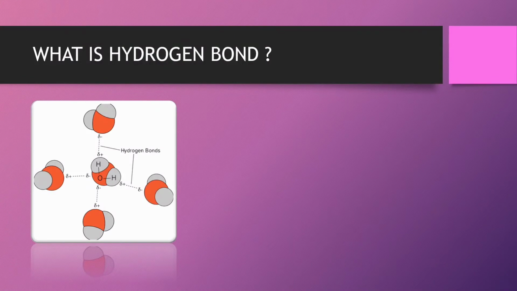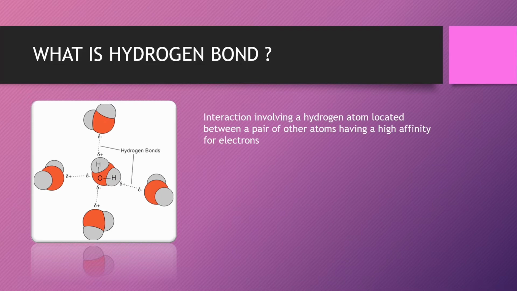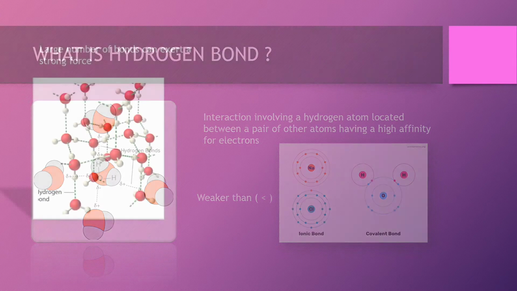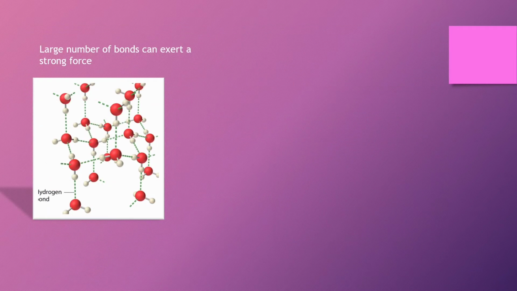Hydrogen bond. What is hydrogen bond? A hydrogen bond is an interaction involving a hydrogen atom located between a pair of other atoms having a high affinity for electrons. These bonds are weaker than ionic or covalent bonds because it takes less energy to break this type of bond. However, a large number of these bonds can exert a strong force.